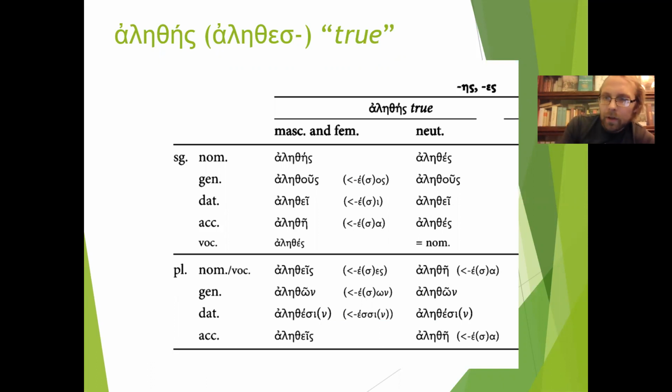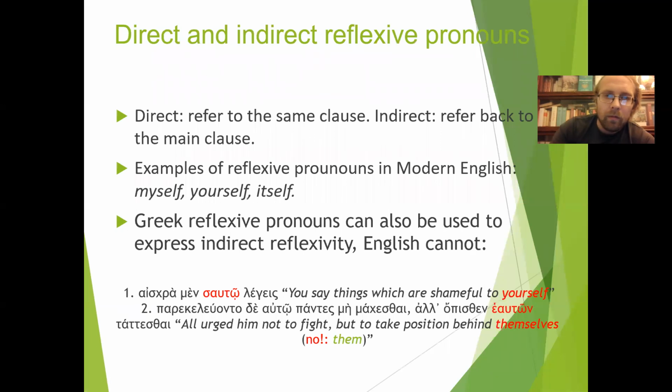Okay, so next we have on our program today the reflexive pronouns. In classical Greek, there are 2 main uses of reflexive pronouns. On the one hand, we have so-called direct reflexivity. And this is when the pronoun refers back to an element within the same clause as the reflexive pronoun itself occurs in.